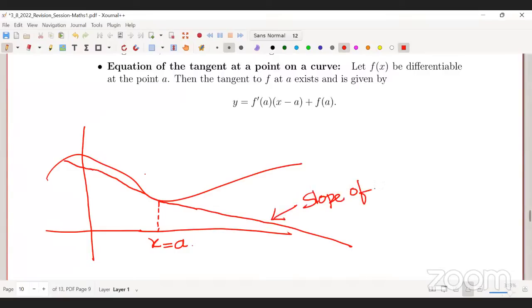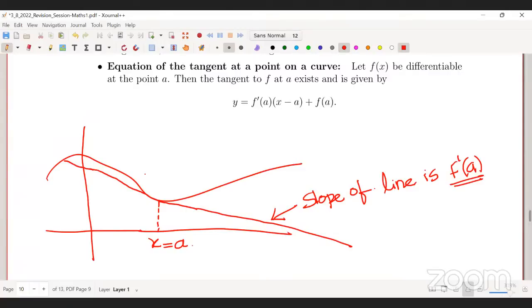Negative. Sorry? Negative. F dash of a, sir. That is okay, derivative that is of negative, but okay, I was not expecting that answer. You are correct. The way I've drawn this graph, the slope of this line is f dash a, the derivative of the function at a.